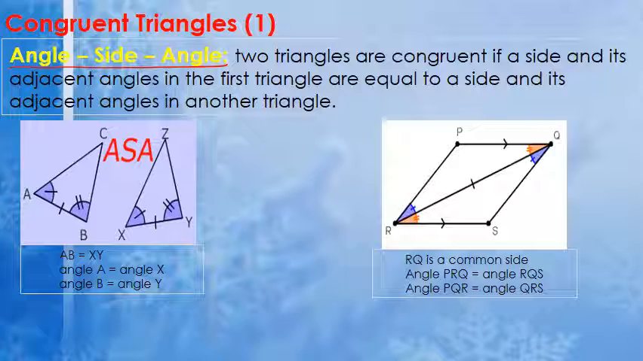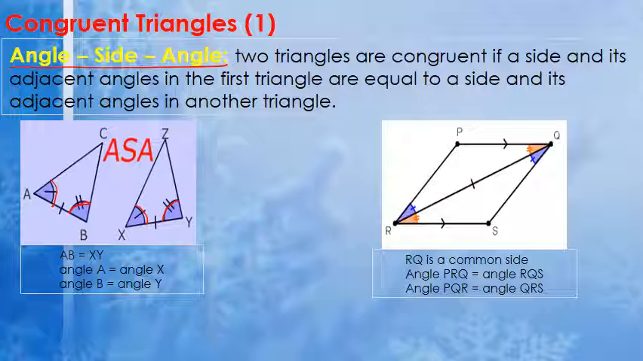Suppose in the first example we have triangle CAB and triangle ZXY. We have side AB equal to side XY, and angle A, which is adjacent to side AB, is equal to angle X, which is adjacent to side XY, and the second angle B, which is adjacent to AB, will be equal to the adjacent angle Y to this side XY. So these two triangles will be congruent by ASA.